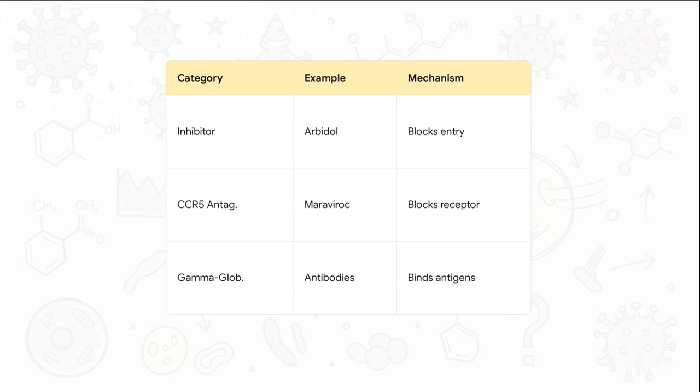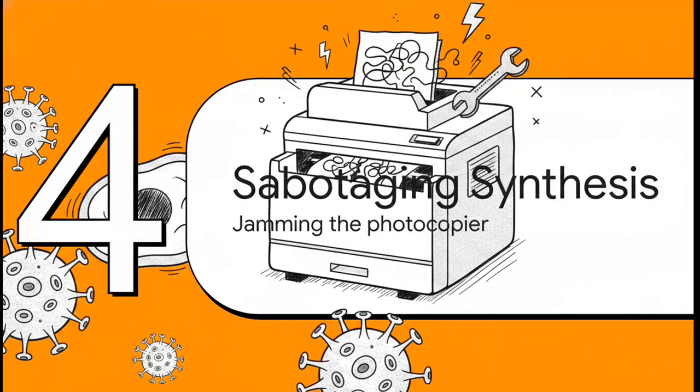We also have gamma globulin, which is given parenterally, providing a whole suite of antibodies to bind specific viral antigens before they even make contact, and arbidol, which steps in to prevent the entry of influenza viruses. Which brings us to part 4, sabotaging nucleic acid synthesis.